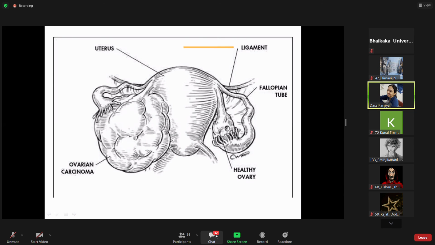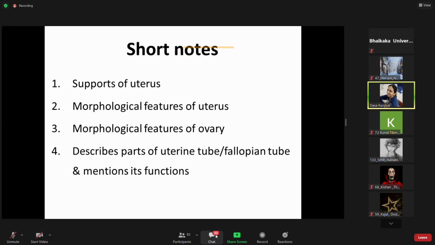So this is all about the uterine tube and the ovary. And these are the short notes which can be asked in your exam about the female reproductive organs. You can enter your roll number and note down these short notes: supports of uterus, morphological features of uterus, ovaries, and uterine tubes. Any query regarding this topic?